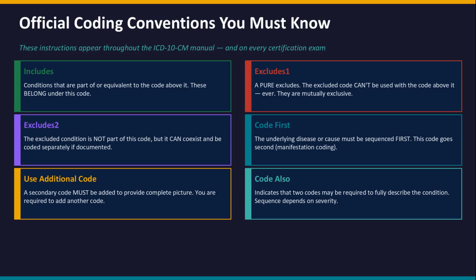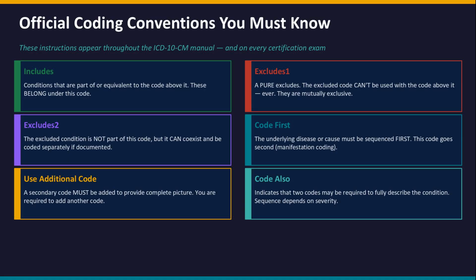Third, excludes 2. This one is more nuanced. Excludes 2 means the excluded condition is not part of this code, but it can exist at the same time in the same patient, and if it does, you can code both. Think of excludes 2 as not included here, but may apply separately. Fourth, code first. When you see code first, it's telling you that the underlying disease or cause must be sequenced first. The code with this notation is a manifestation. It comes second. This is the heart of etiology and manifestation coding, and we'll practice this.